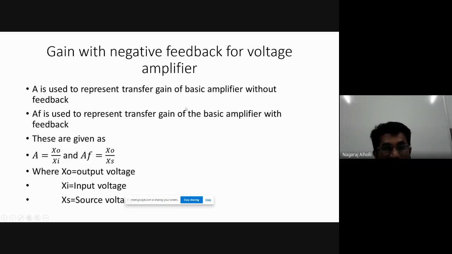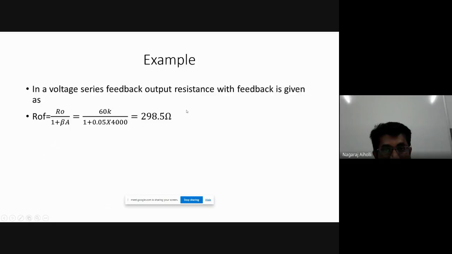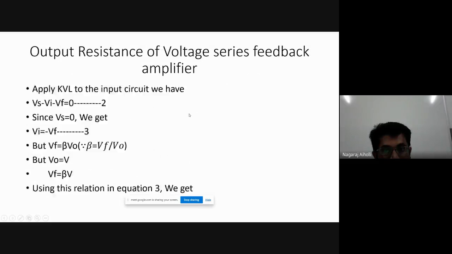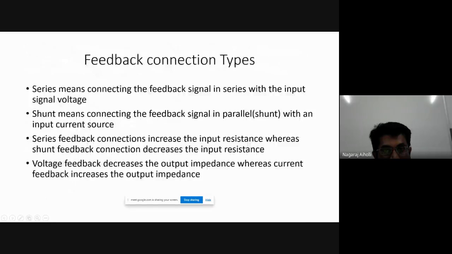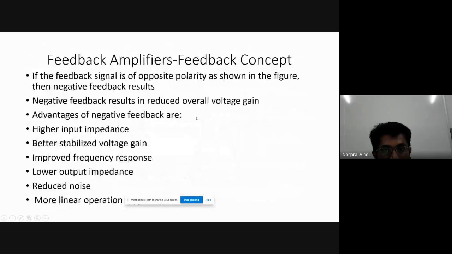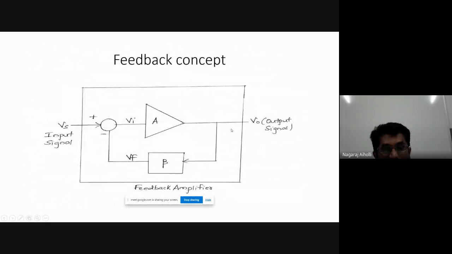Just now we discussed the block diagram, right? So this is the block diagram. The output here, X naught divided by Xi, is the gain without feedback. Then X naught divided by Xs, or V naught divided by Vs, is the gain with feedback.